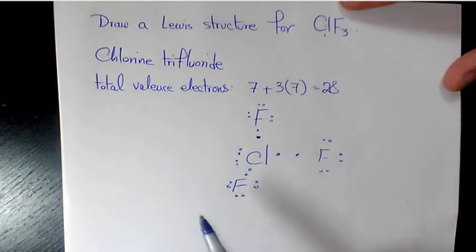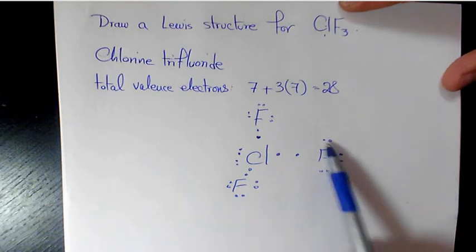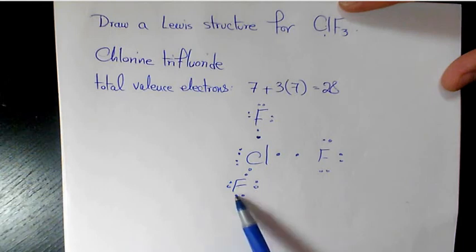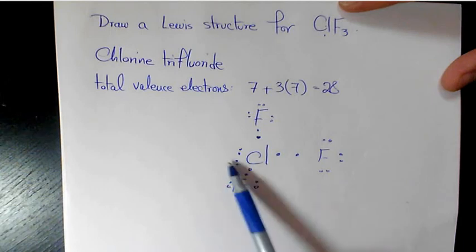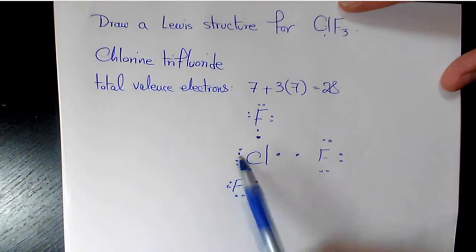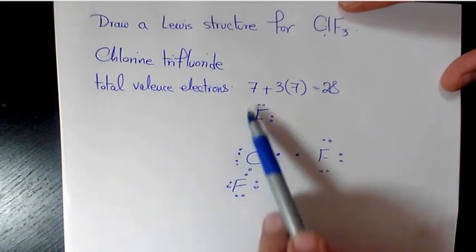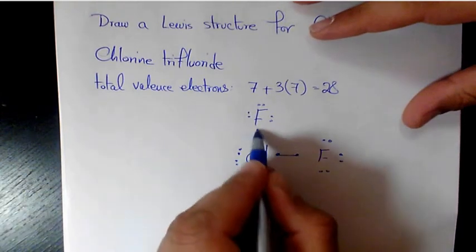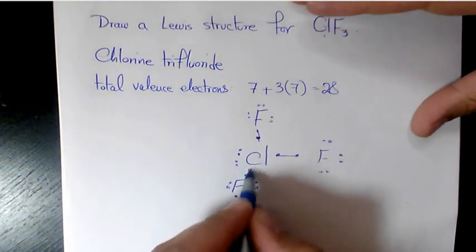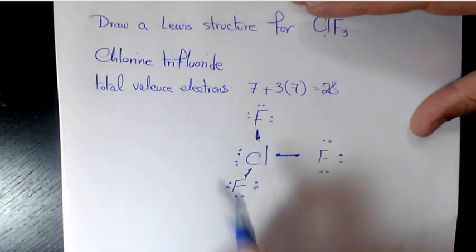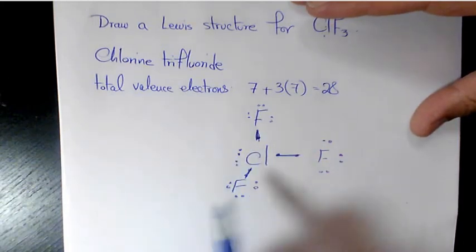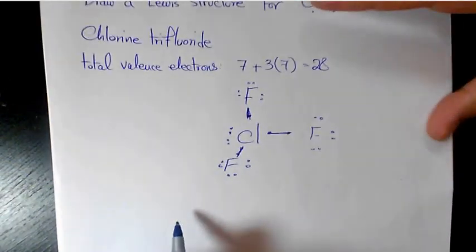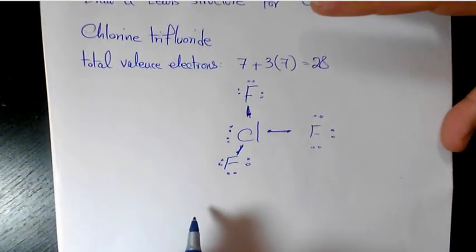Now let's count how many electrons we used. We have 6, 8, 10, 12, 14, 16, 18, 20, 22, 24, 26, 28. So we connect the bond between chlorine and fluorine. So we have 3 single bonds and we have 2 lone pairs on chlorine. As you see here, all the electrons are used, there are no more available valence electrons.